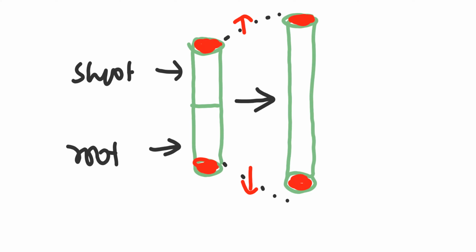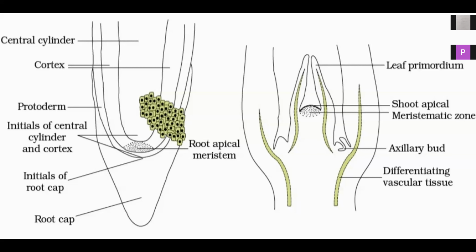You understand? So shoot apex, shoot apical meristem, elongating the shoot in upward direction. Root apical meristem, elongating the root in lower direction. And that is how this apical meristem is elongating the plant axis, stem axis and root axis both.